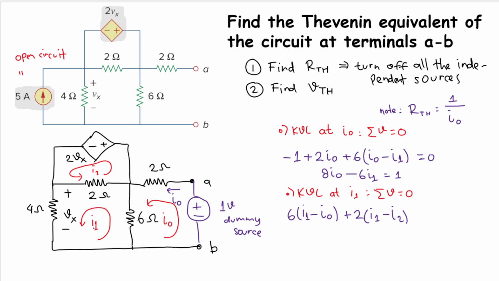Good. Then we will have plus 4 ohm there, and the only current that passes through it is I1. All of that will equal 0. And I think we can simplify this.